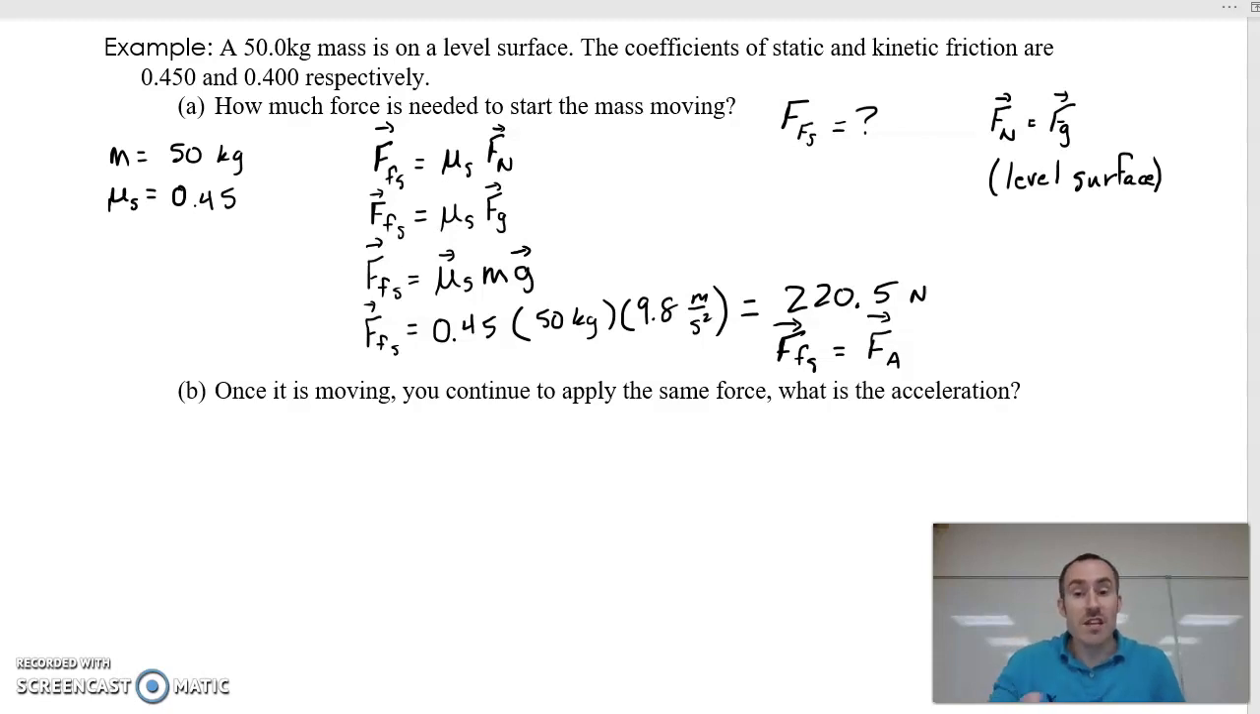Every time that you see how much force is needed to start it moving, what you're really looking for is the force of static friction. Okay, and so this is what we're looking for. Now, this has too many decimal places for significant figures. So if we look at the question, this has 3 sig figs, this has 3 sig figs, and this has 3 sig figs. And so we should round this to 3 significant figures. So this would be 221 newtons.